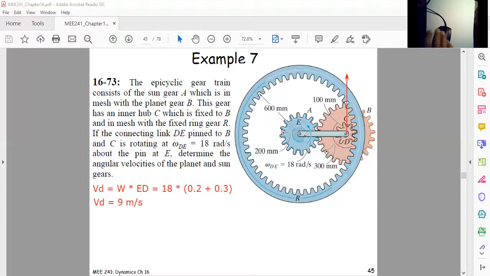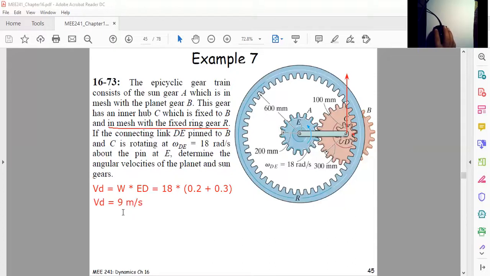You need 2 points. But here, they tell us that this epicyclic gear train consists of the sun gear, which is in mesh with the planet. The gear has an inner hub C, which is fixed to B, and in mesh with a fixed ring gear. So this planet is in mesh with a fixed ring gear R, meaning that a point here would have zero velocity, because the ring is not moving. When that point touches the ring gear, it will always have zero velocity. So maybe we can use this point.